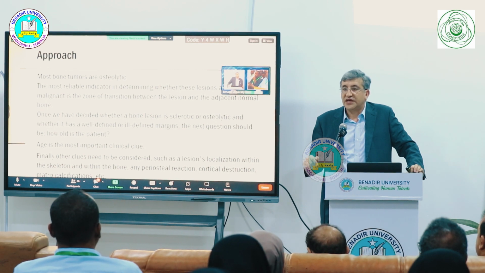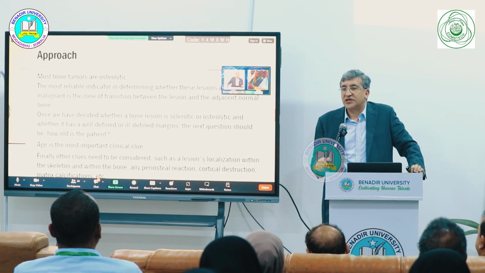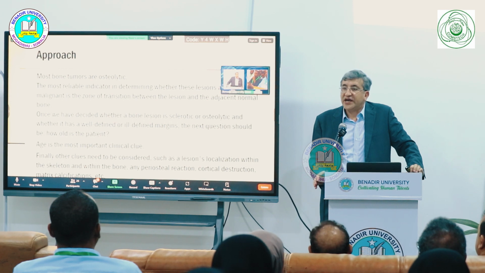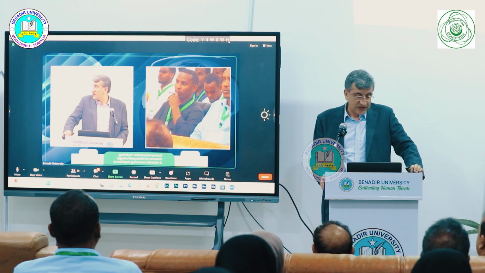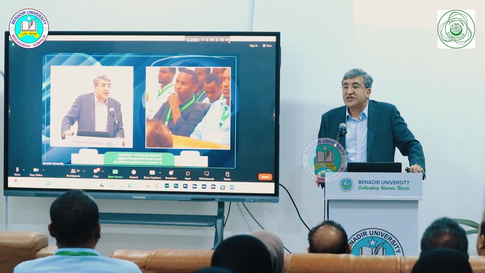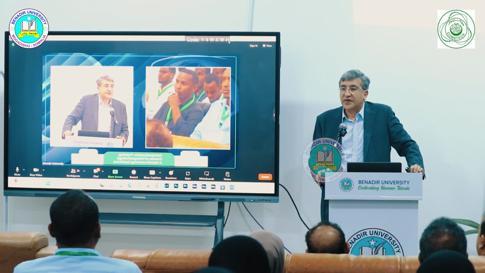Narrow means the lesion is circumscribed. It means a benign lesion. Wide means aggressive lesion, but there are few exceptions as well.